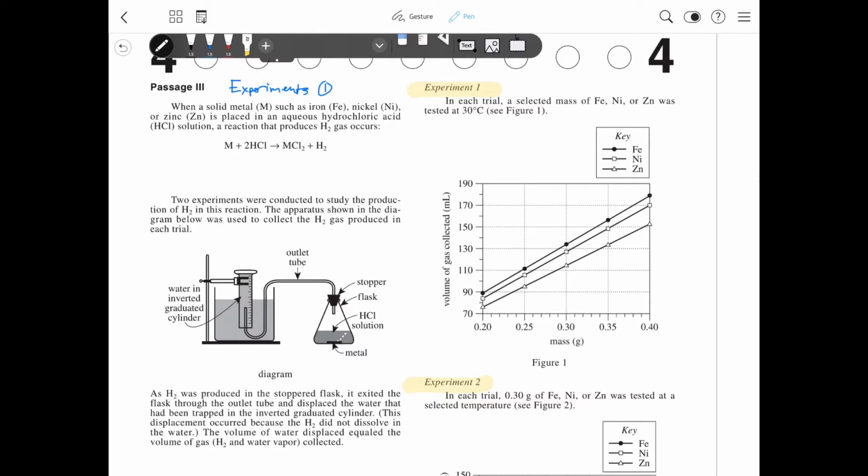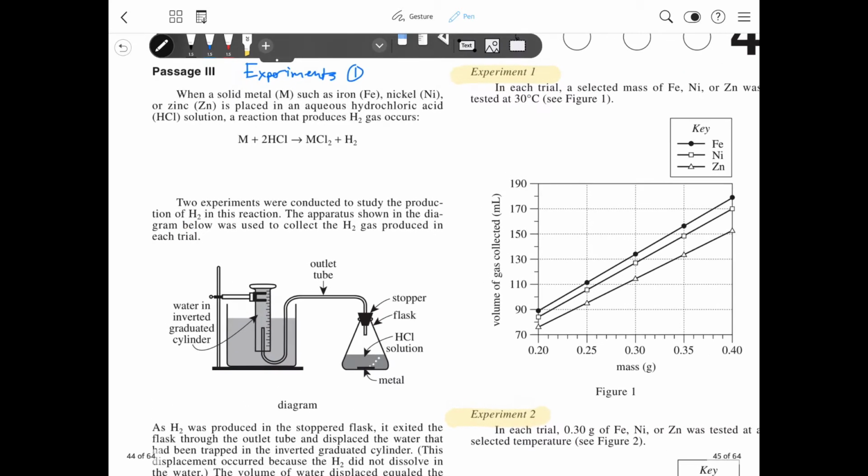Basically, in the experiments section, they give you multiple experiments on one particular topic. For this passage in particular, we can read the description right here, and it gives you a sentence that talks about what the entire passage is about. Here it says 2 experiments were conducted to study the production of hydrogen in this reaction, and that reaction is referring to this one right here.